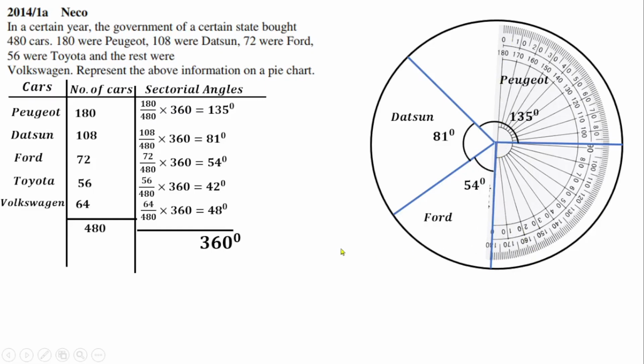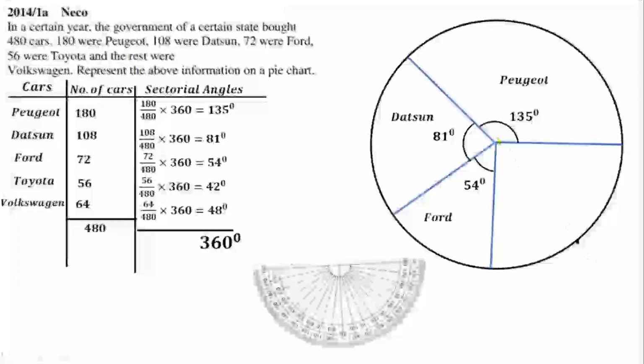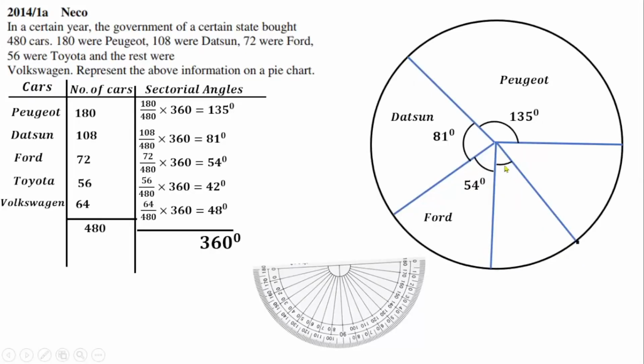Excuse me, you can read your angle. 42 degrees is 0, 10, 20, 30, 40. This is 40. The next two lines will be 42. Make a point outside here, then remove your protractor, then you draw your radius down. So that will give us the angle here to be 42 degrees, which is for Toyota.